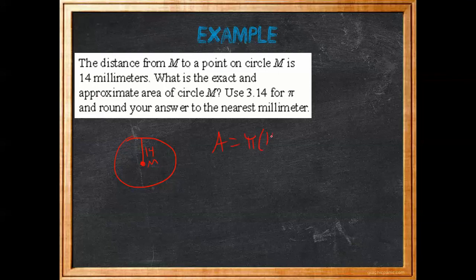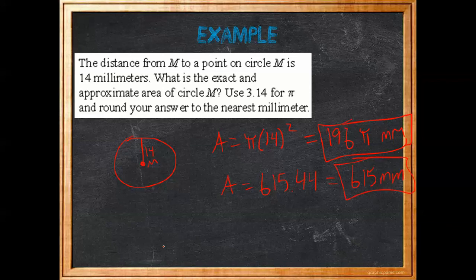So we have pi 14 squared. We're going to take 14 squared first, which is 196. So 196 pi millimeters would be our exact answer. And then from there, we can multiply that times 3.14, and that's going to give us 615.44. Since this is a 4, we're not going to round this 5 up, we're just going to leave it the same. So we would have 615 millimeters.